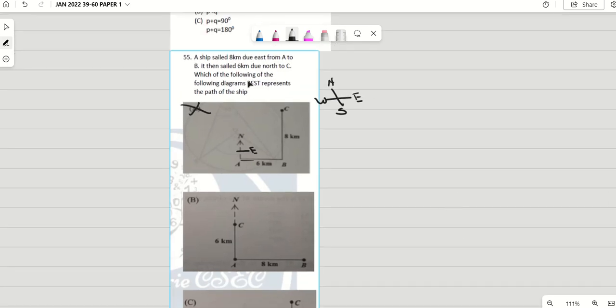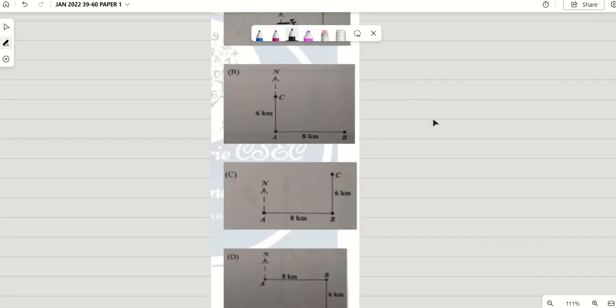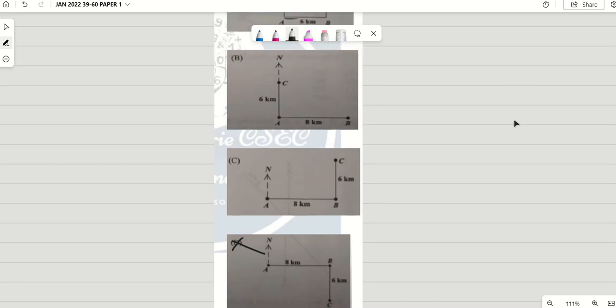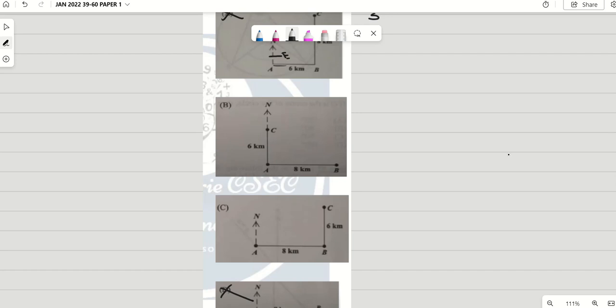Then they said it sailed 8 kilometers due east from A to B and then sailed 6 kilometers due north to C. So going from B to C, you have 6 kilometers in the northwards direction. D is not your answer, because this is going downwards, and north is going up. So D is not your answer. The same thing goes for B. This here is not it. We have to go from A to B and then B to C. So B is not your answer. Through a process of elimination, you would have gotten C. So C is your answer for this question.